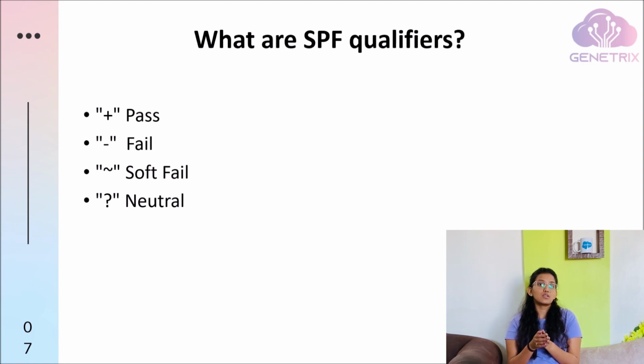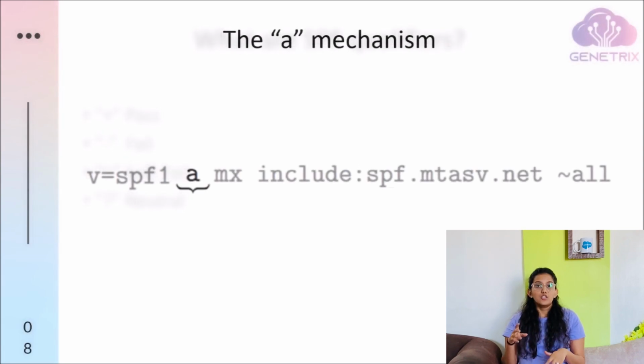Now another question arises, that is, what are SPF mechanisms? Let's go through them one by one. The A mechanism. So let's say that I send an email from IP address 1.2.3.4 for the domain example.com. If example.com has an A record that returns 1.2.3.4, then this mechanism will pass.